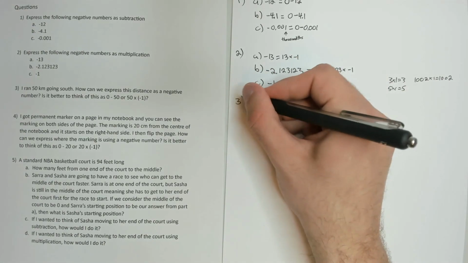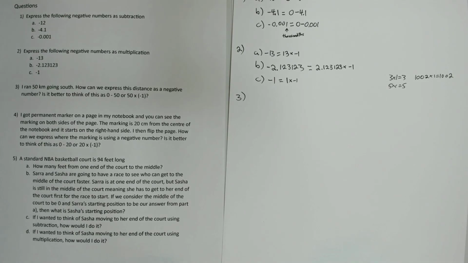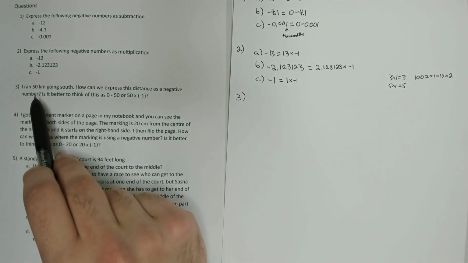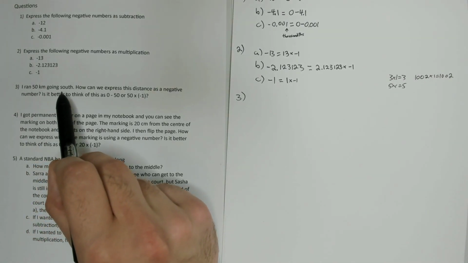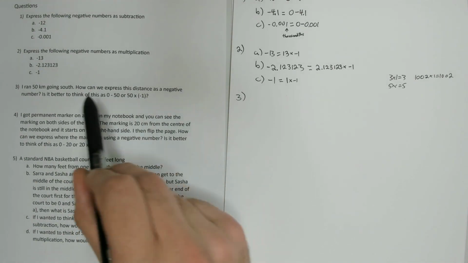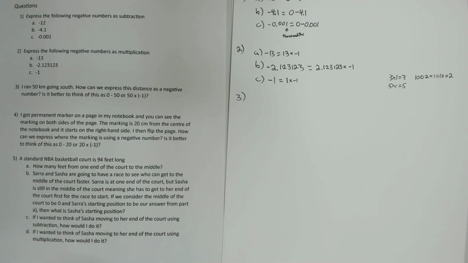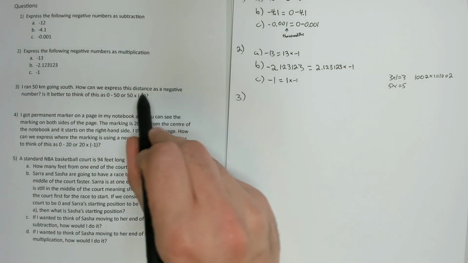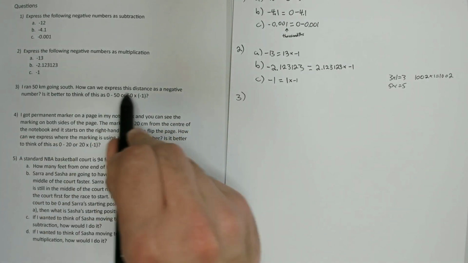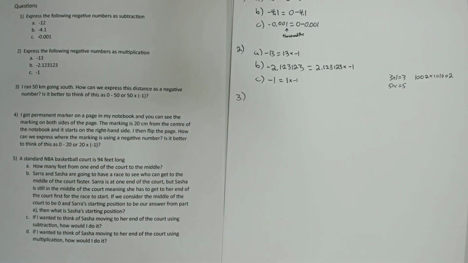Man, we're just flying through these. All right, for number 3, we got some word problems now, some applications of these ideas to show you where this kind of thinking actually could be useful. I ran 50 kilometers going south. How can we express this distance as a negative number? All right, so let's start with that part. So 50 kilometers going south, and we want to express this distance, right? Kilometers, that's a distance, as a negative number.